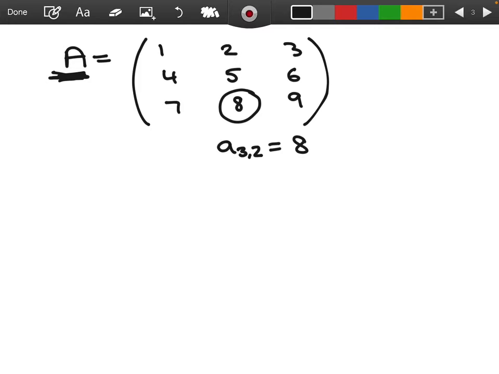I use the lowercase version of whatever letter I've used to denote my matrix. And then it is the 3,2 entry. It is in the third row and the second column. If, for example, I was looking at this 3 here, that would be a1,3. Again, I've used that lowercase a, and then it is in the first row and the third column. So you always do row, comma, column.